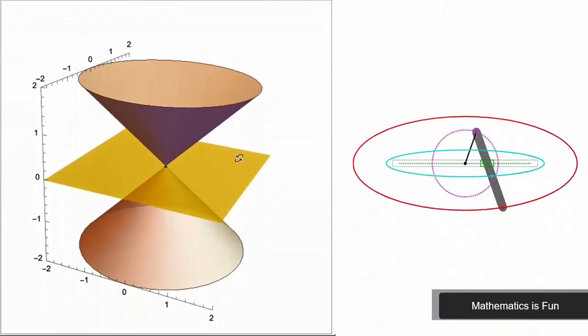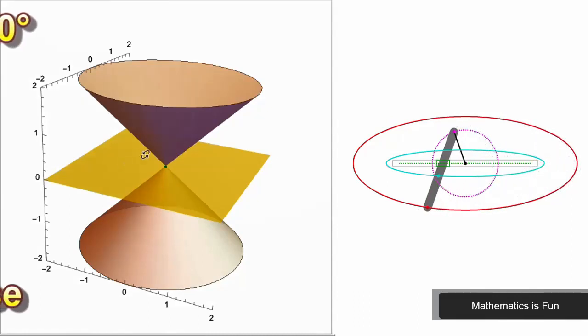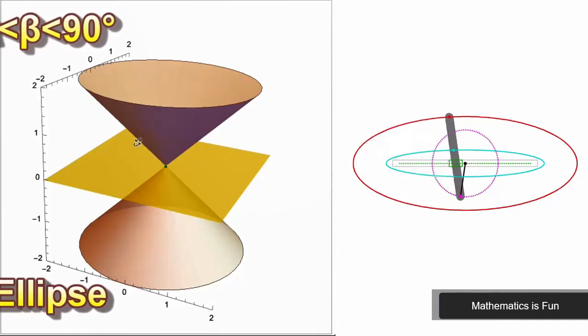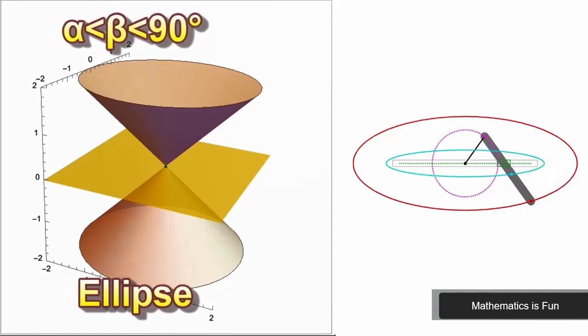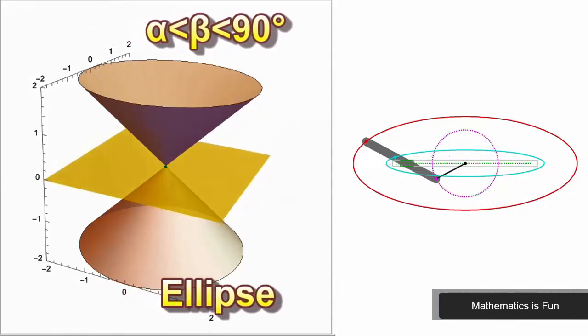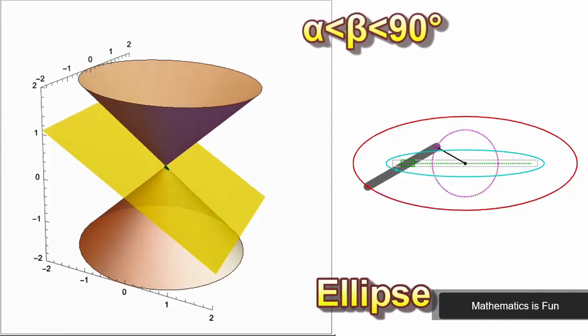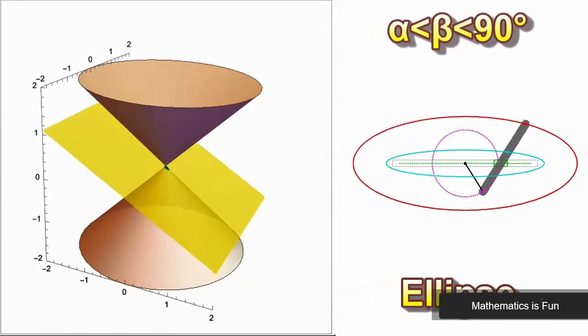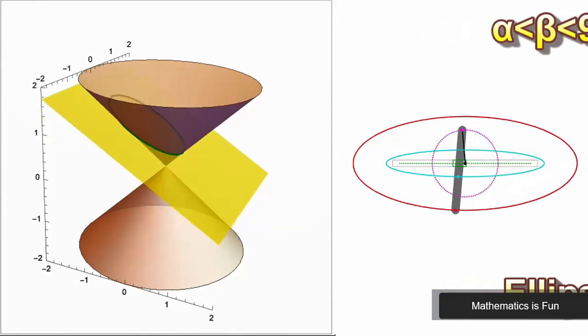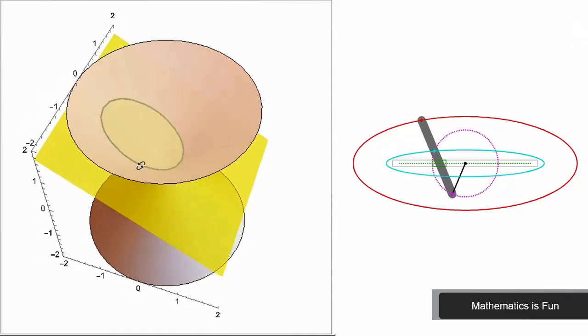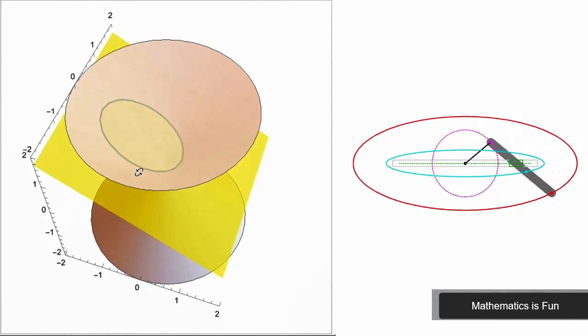You can see right now the angle between the plane and the vertical axis is 90 degrees. If I change this angle, that is the angle between the plane and the vertical axis, let's take it between alpha and 90 degrees, where alpha is the angle between the vertical axis and the generator. Let's change the slope of the plane just like this. Now I am moving this plane to see a clear picture of the cross section. I am moving it upward. You can clearly see that the cross section is an ellipse.